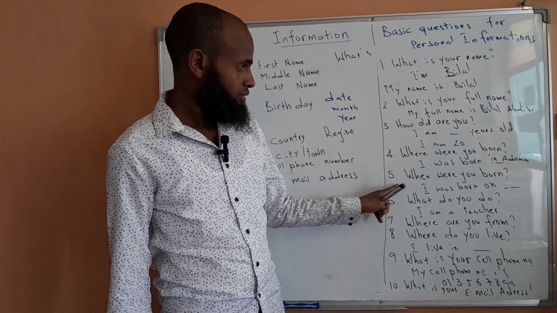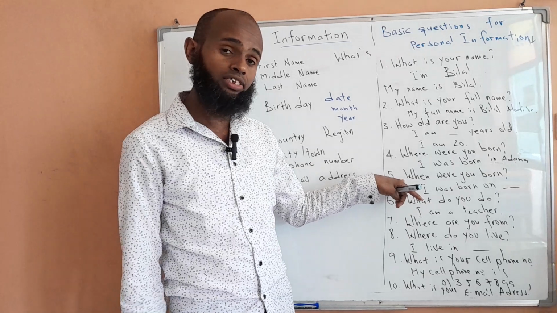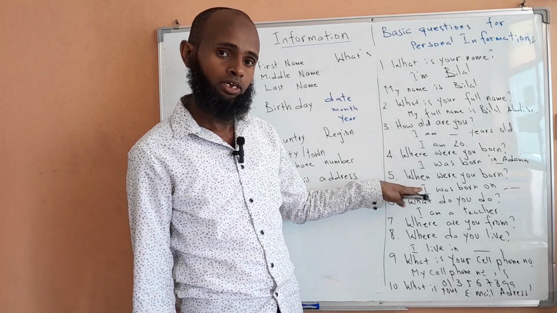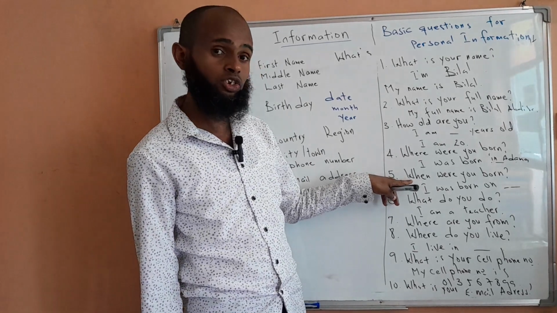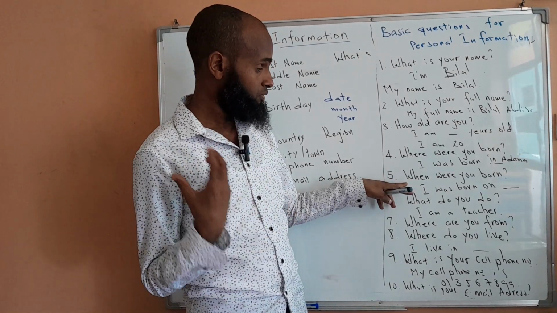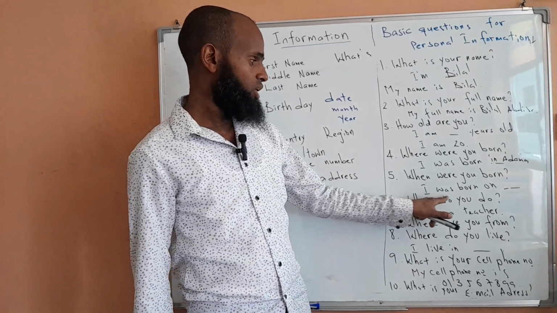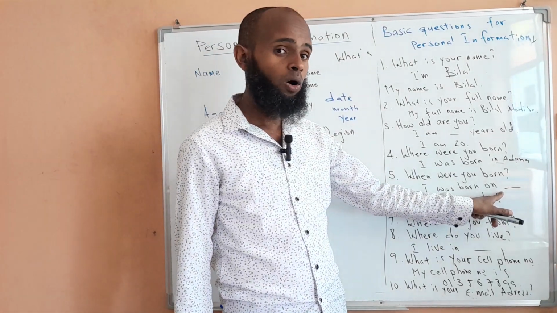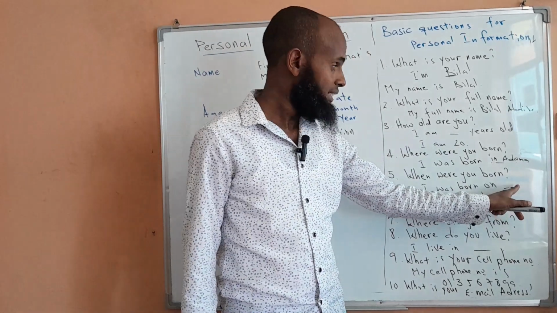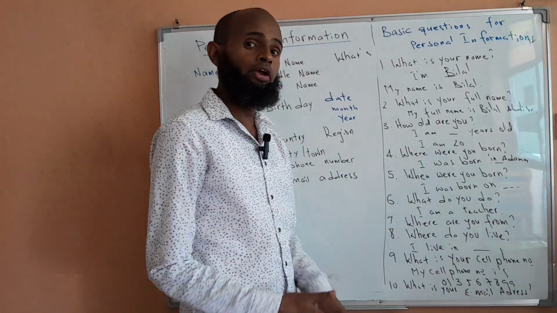Number 5. When were you born? This question is also used to ask for information about your age. So the time when you were born. When is used to ask for the exact time you were born. The answer is, I was born on, and you have to tell or write the date, the month, and the year you were born.